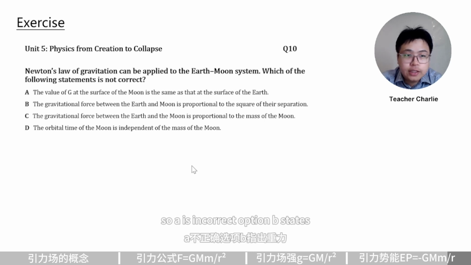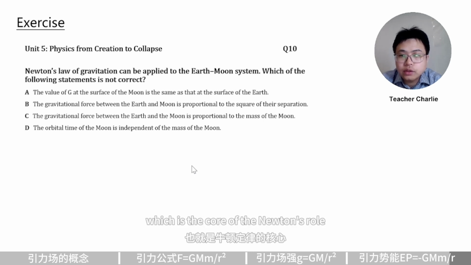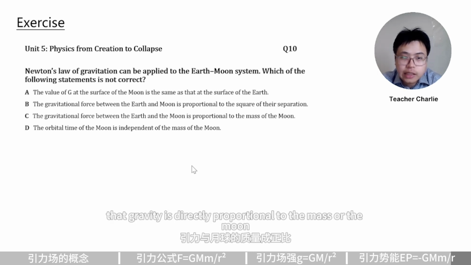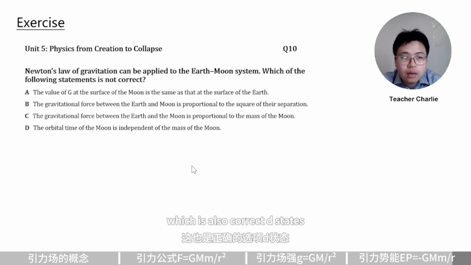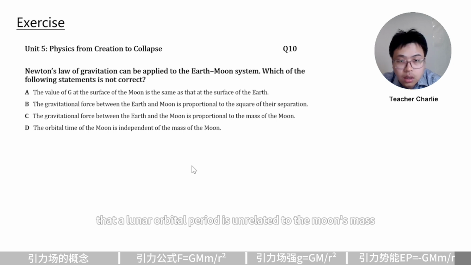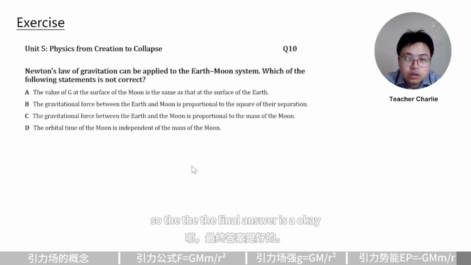Option B states that gravity is inversely proportional to the square of the distance, which is the core of Newton's law, so it's correct. Option C states that gravity is directly proportional to the mass of the moon, which is also correct. Option D states that the lunar orbital period is unrelated to the moon's mass, which is consistent with orbital mechanics and therefore correct. So the final answer is A.